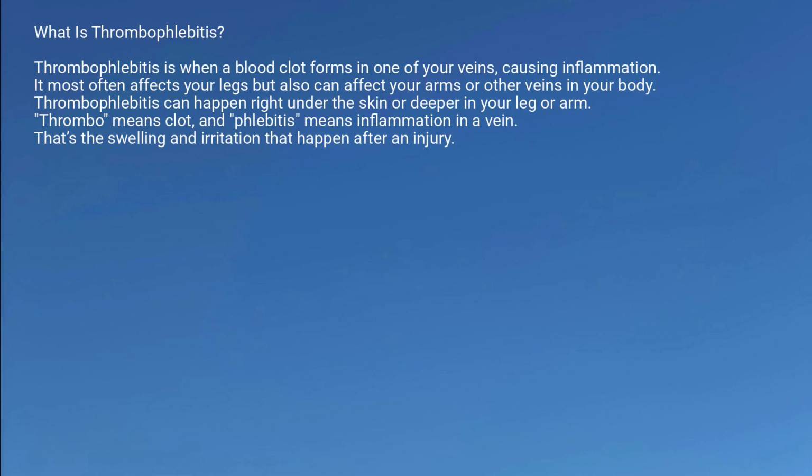What is thrombophlebitis? Thrombophlebitis is when a blood clot forms in one of your veins, causing inflammation. It most often affects your legs but also can affect your arms or other veins in your body. Thrombophlebitis can happen right under the skin or deeper in your leg or arm. Thrombo means clot, and phlebitis means inflammation in a vein. That's the swelling and irritation that happen after an injury.